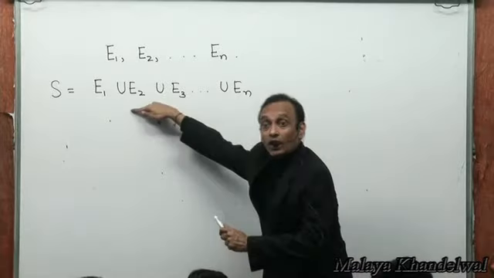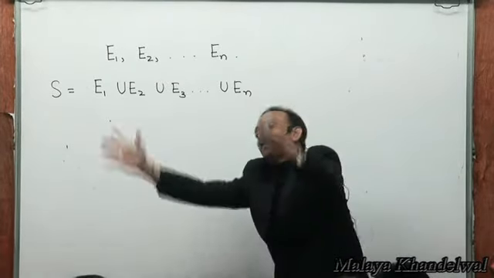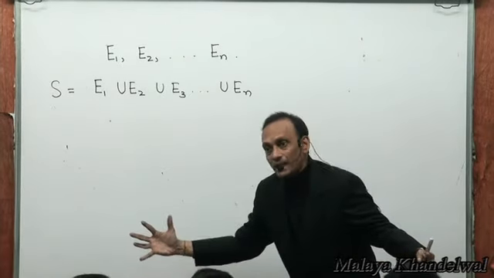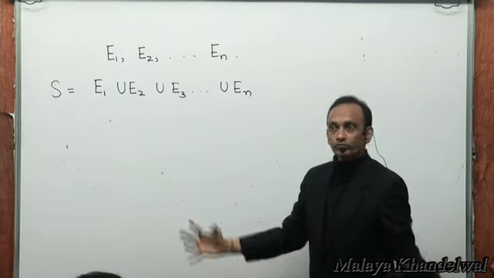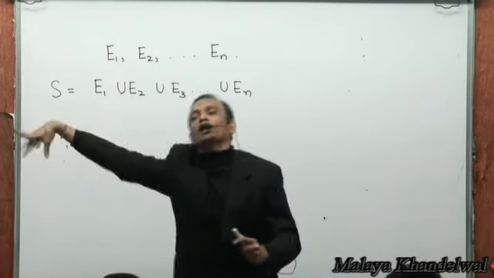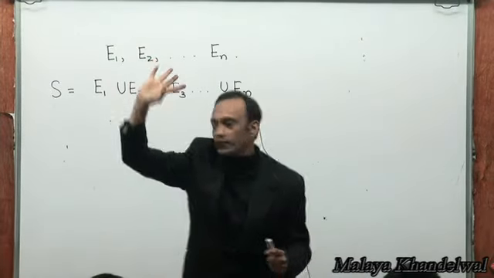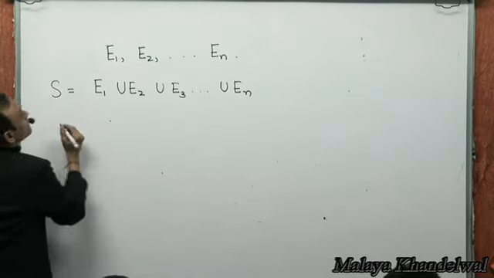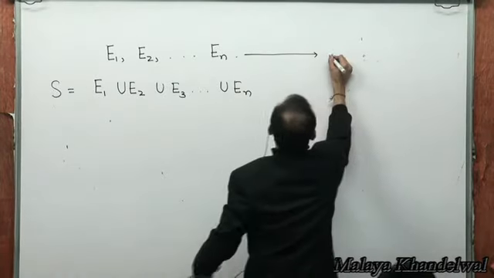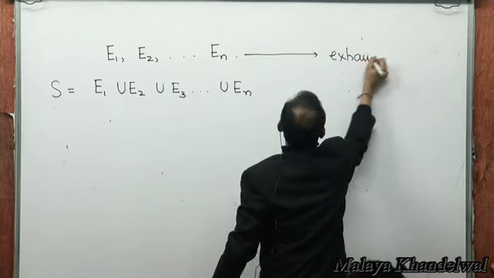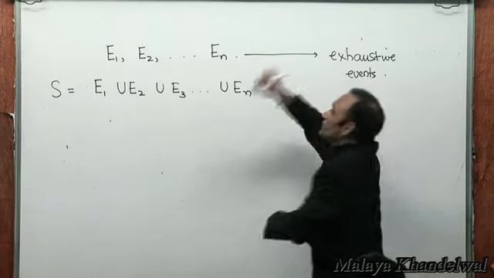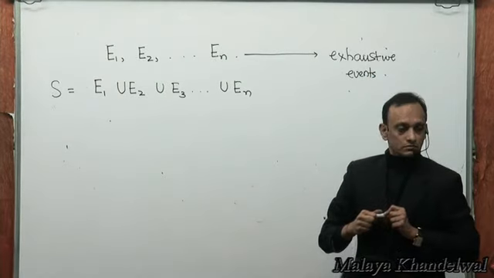That means together all these events will constitute all members of the sample space. Together all these events would constitute the complete sample space, right? That means if you have knowledge of these events, then you exactly know what all lies in the sample space, right? Then if this happens, these events are called exhaustive events.